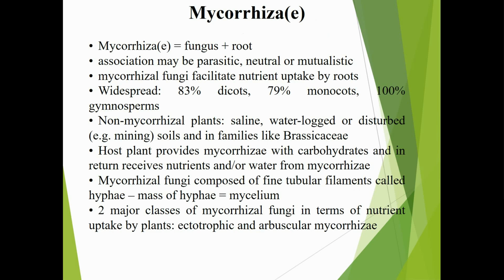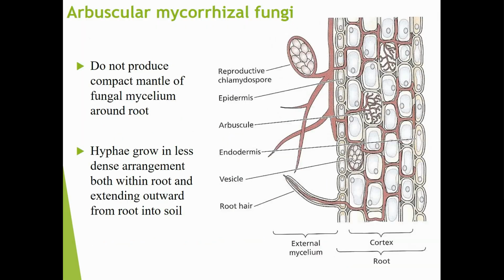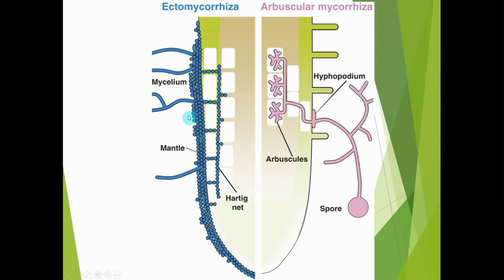We have fungus, which is mycorrhiza. So mycorrhiza really refers to the fungus and the root, that process. It can also form a symbiosis that could be parasitic, neutral, or mutualistic. We know that there's two major classes of mycorrhiza, ecto and AM. We understand that AM is internal, and we're going to start forming these vesicles, which will have spores inside and outside. We understand the terminology, the mantle, the Hartig net, etc., etc.